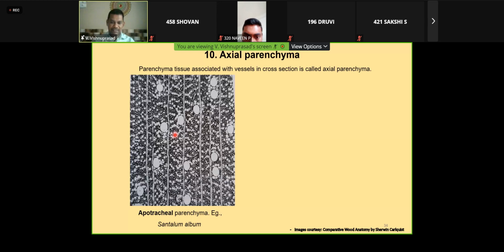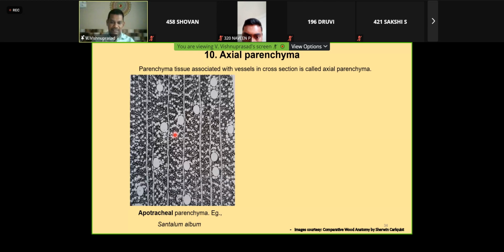The further types have their own specific examples, but in some cases, the axial parenchyma looks really beautiful. As you can see, these are eye-shaped structures. That's called aliform parenchyma. Sometimes they are joined to each other, forming aliform confluent parenchyma. So they look very nice under the microscope, and it's a qualitative feature.